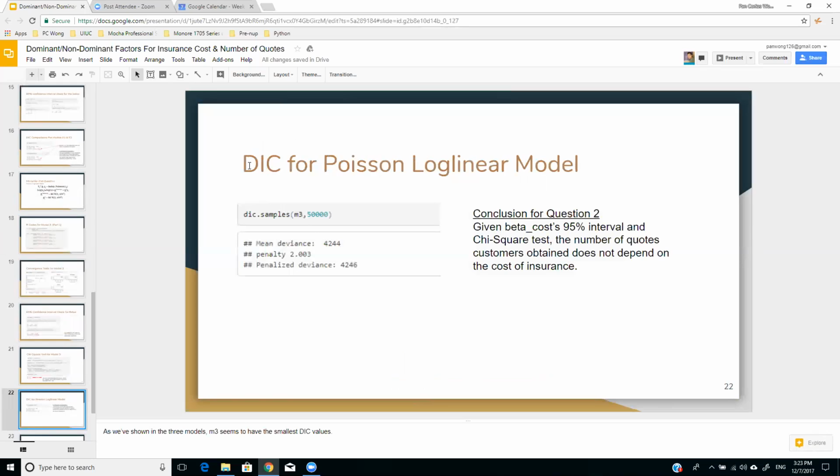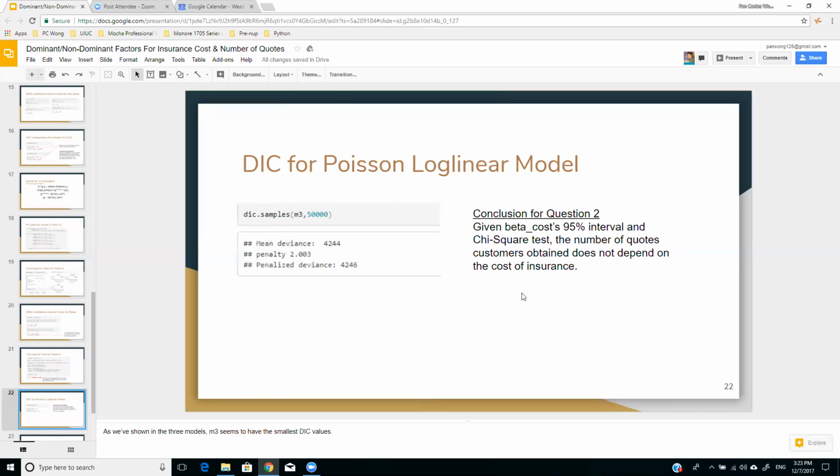For completeness' sake, we ran a DIC on this model, and the table on the left is about that. The conclusion for our question 2 is that given the beta cost 95% confidence interval and the chi-square test, the number of quotes that customers obtain does not really depend on the cost of insurance.